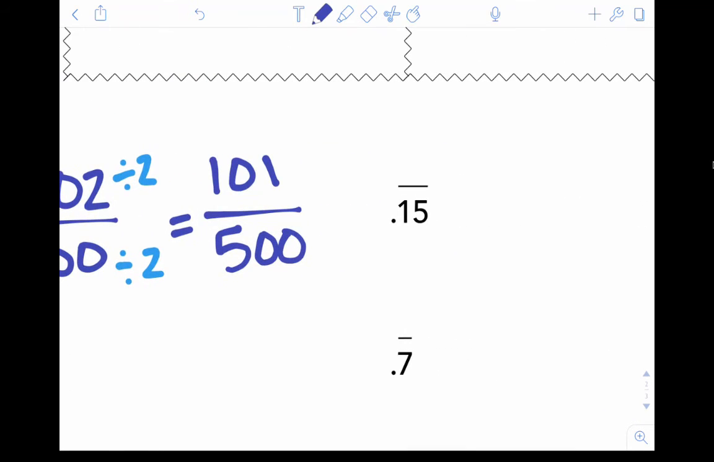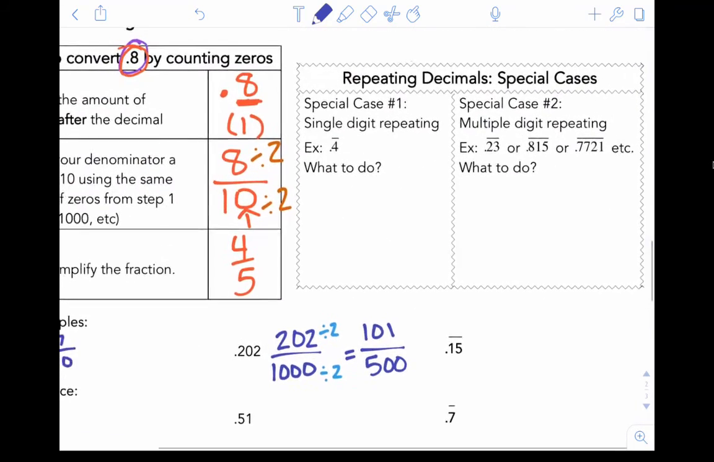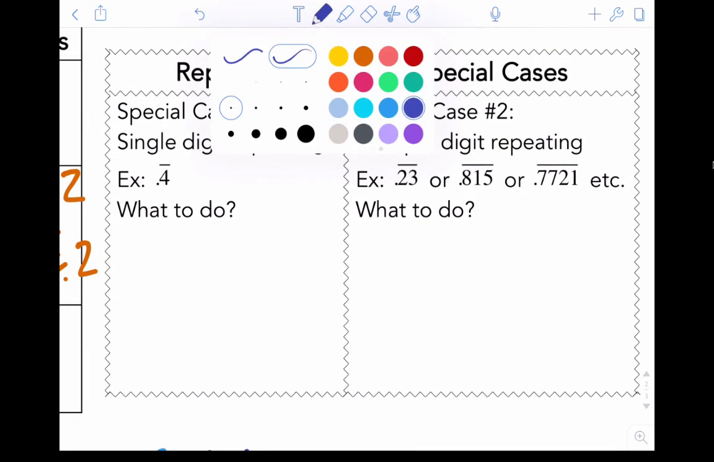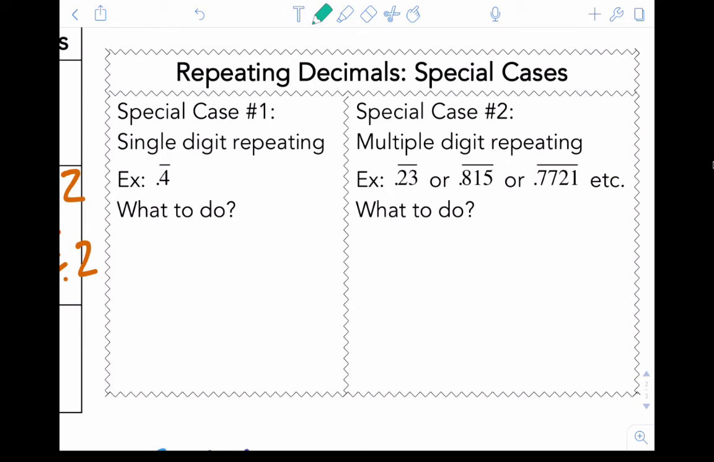Now taking a look at this next problem, we have 0.15 with a repeating bar. That's a special case. So let's move on back up to these repeating decimal special cases, and let's fill this in so we make sure we know what to do with this. I actually mentioned briefly on the front of this page what number we use when we're repeating. So we have 2 different cases that we're going to focus on here. The first one is if we just have a single digit repeating, like 0.4 repeating, or 0.1 repeating, or 0.2 repeating.